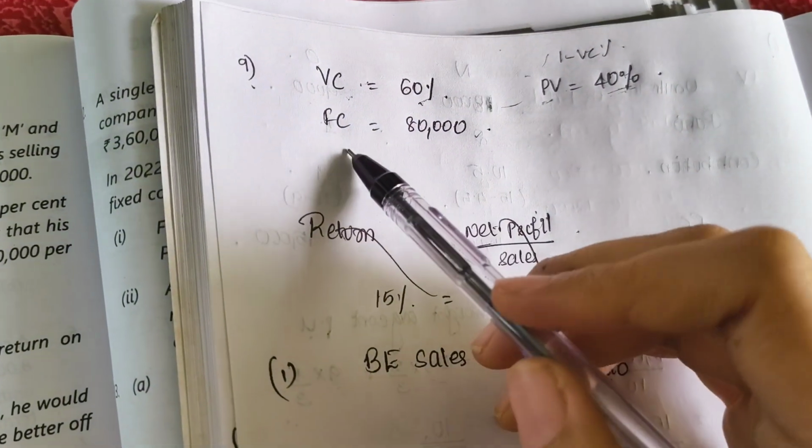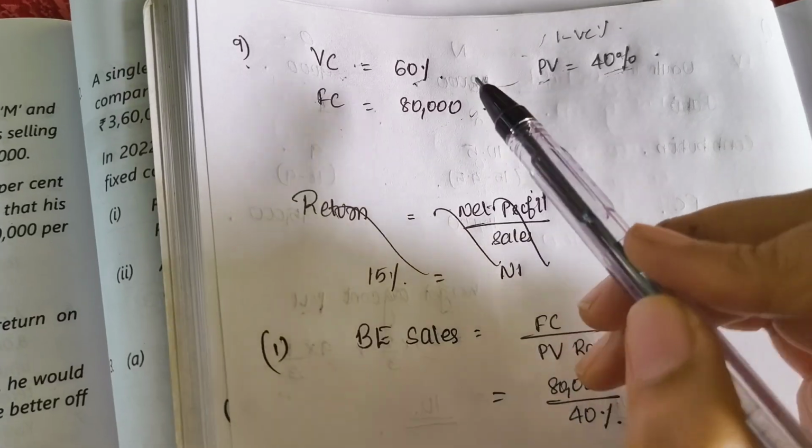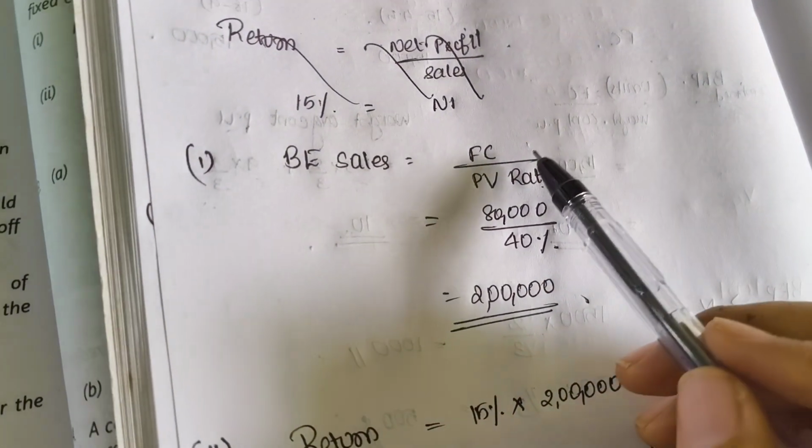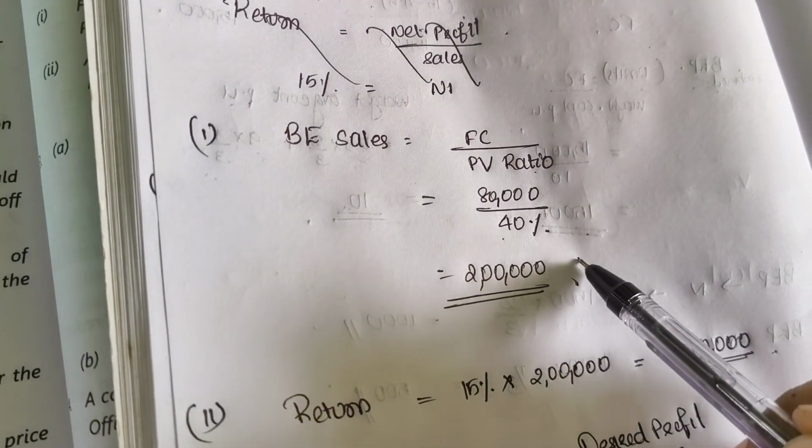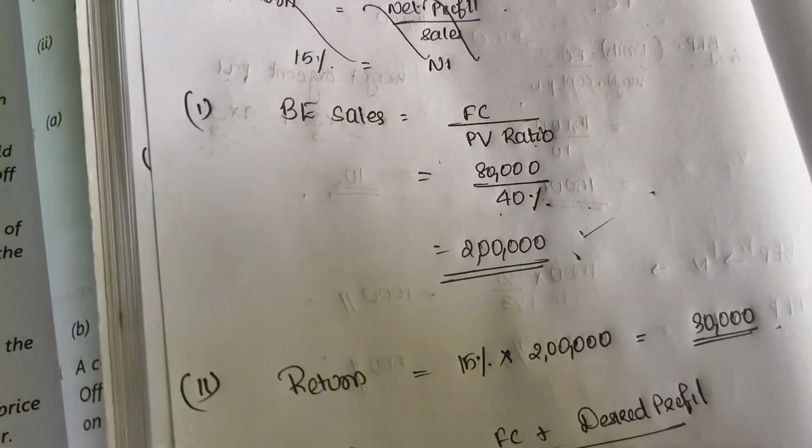So, fixed cost is also given in the question. He incurs 80,000 per year. So, break-even sales is equal to fixed cost by PV ratio. 80,000 by 40%, 2 lakh will be his break-even sales.